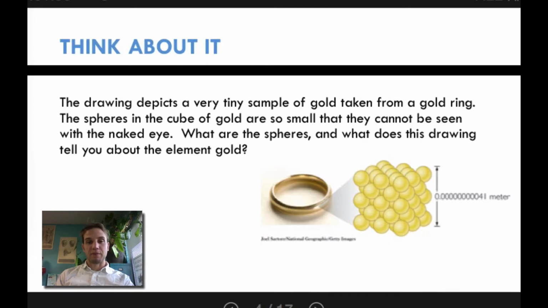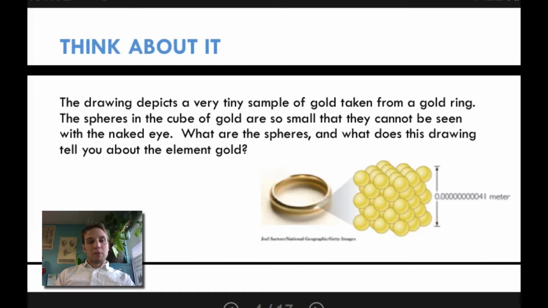We'll reference that. Alright, this drawing depicts a very tiny sample of gold taken from a gold ring. The spheres in the cube are so small that they cannot be seen with the naked eye. What are the spheres, and what does this drawing tell you about the element gold?